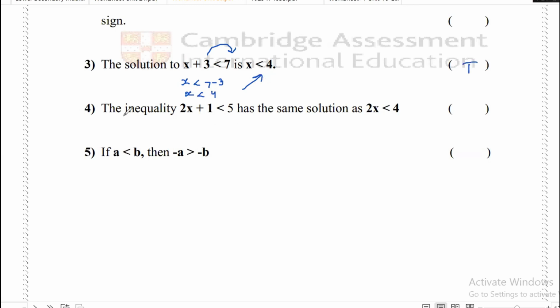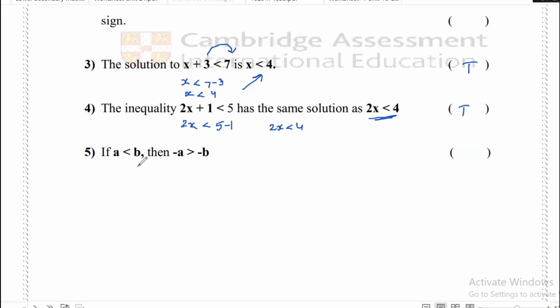If you solve the next one, the inequality 2x plus 1 less than 5 has the same solution. So just add minus 1 to both sides or take 1 to the other side. It gives me 5 minus 1, so 2x is less than 4. It is exactly the same as whatever they mention here, 2x less than 4. So this is also true.